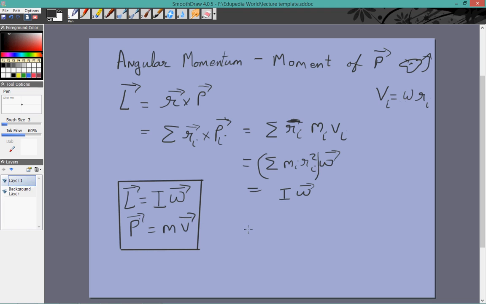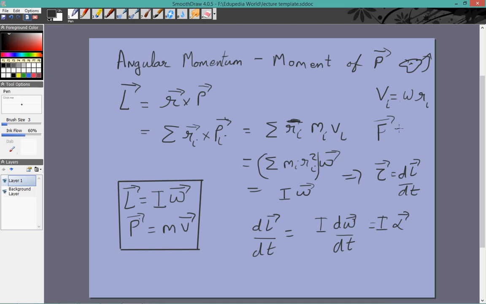Right? We can see other results from this as well. What is dL by dt? Because I will be a constant, it will be I times d omega by dt, which will be I alpha. So this gives me torque. So this gives me torque is equal to dL by dt, which is the analog of force is equal to dp by dt. So now hopefully you'll be able to see that it's easier to remember these formulas if you just understand them properly and look at them as the analogs of linear motion.